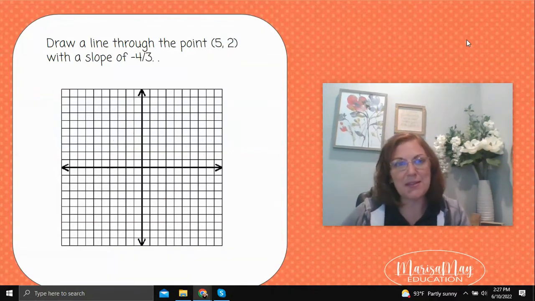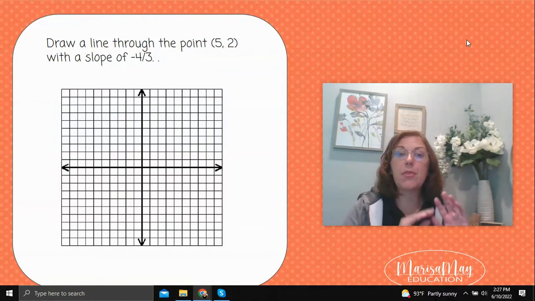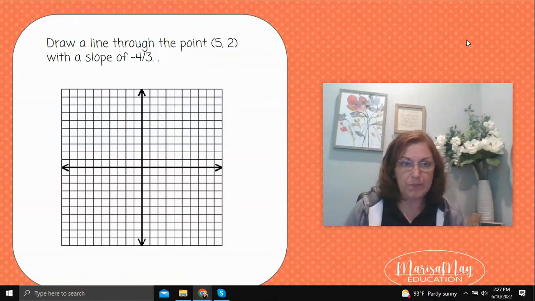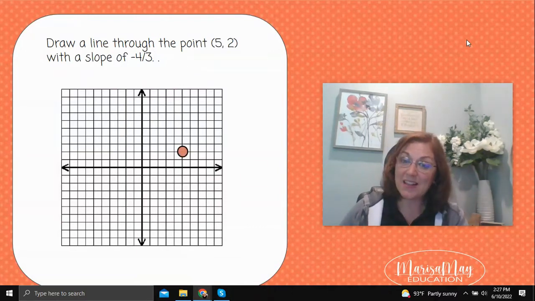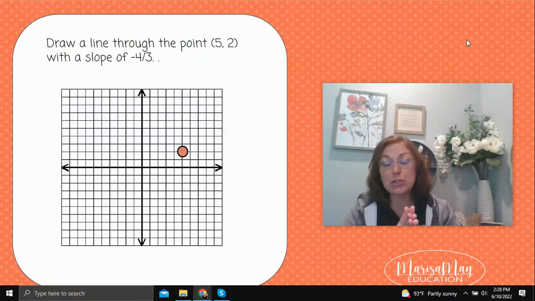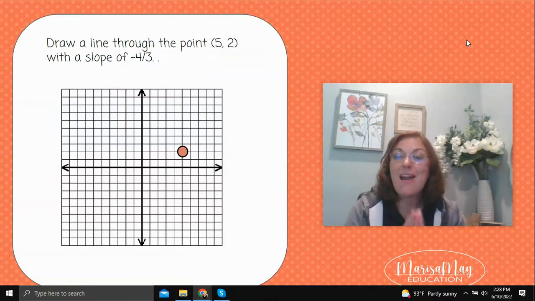Let's do one more like this. I want to draw a line through the point 5, 2, and I want it to have a slope of -4/3. So I'm going to start by plotting that point 5, 2. I'm going to go to the right 5 and then up 2 from the center, and that lands me in this location.